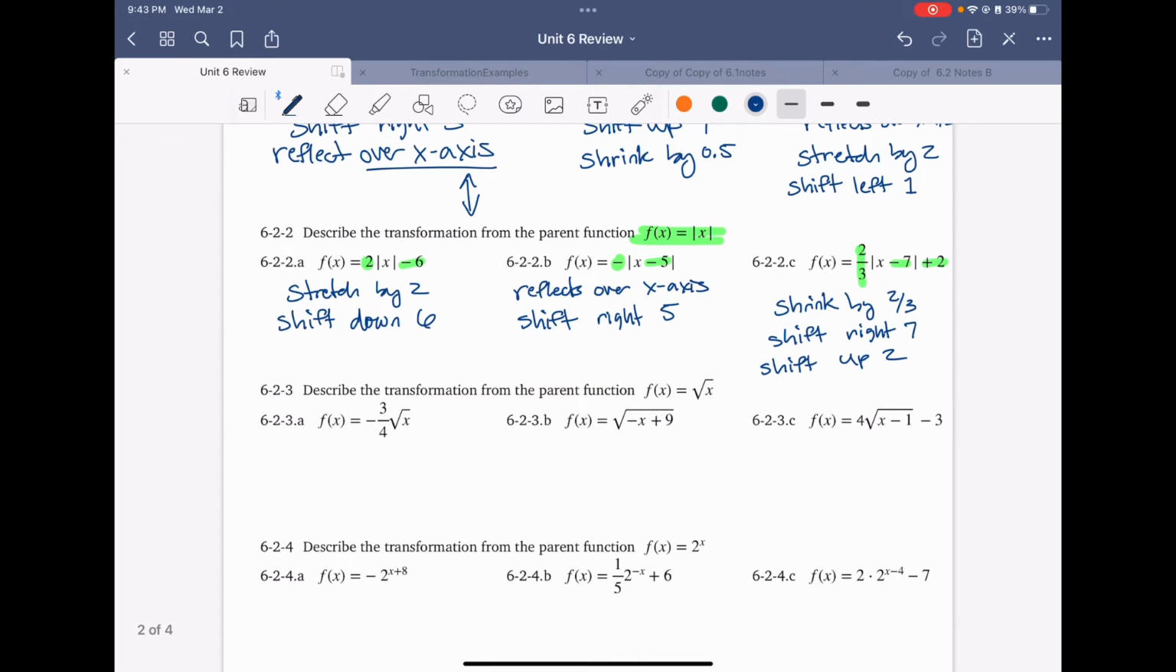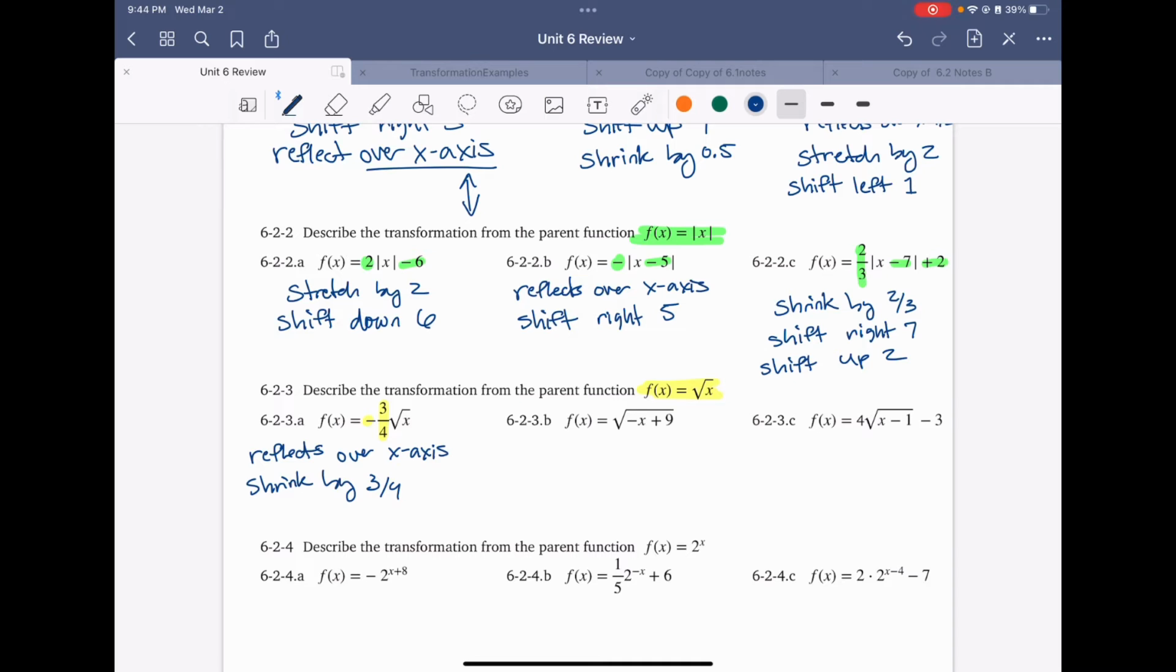All right, now we are working on transformations with the parent function being square root of x. So we're starting with square root of x. We want to see what's different compared to square root of x. So the first one has a negative sign, and it also has a fraction out front. So again, those are 2 different things. So the negative sign in front, remember that reflects it. And which way does it reflect it? It reflects over the x-axis. And then the 3/4 is less than 1, so that will be a shrink. Shrink by 3/4.